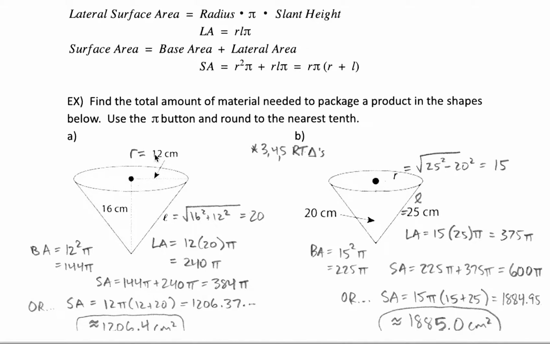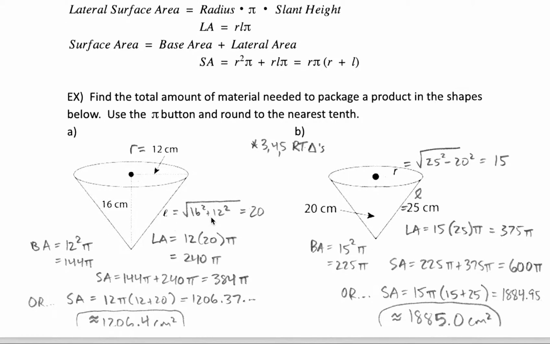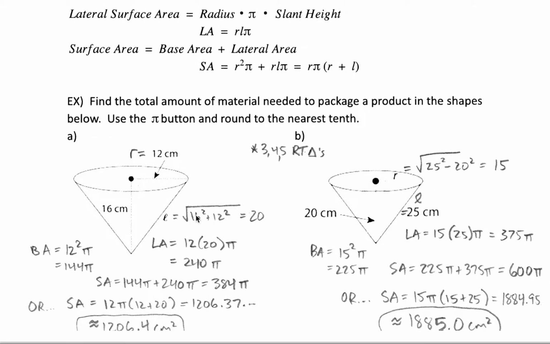So if we take 3 times 4, we get 12. 4 times 4 is 16. And that length of 5 times 4 gives us a length of 20 in this bigger right triangle. It's a little bit of a cheat there if you know your special right triangles. Now that we know the slant height and we know the radius, we can figure out the surface area here.